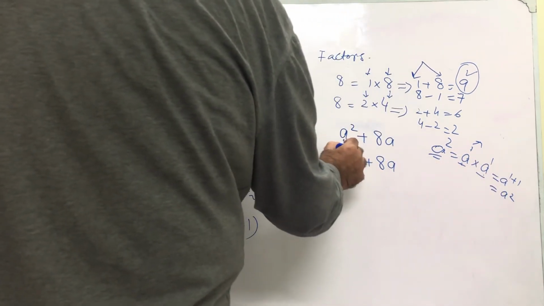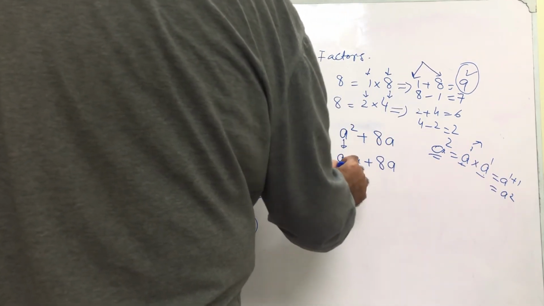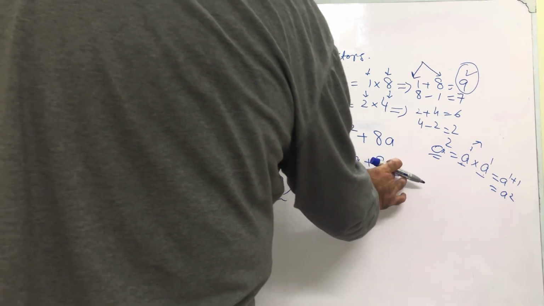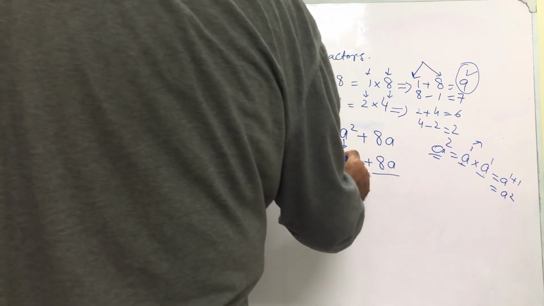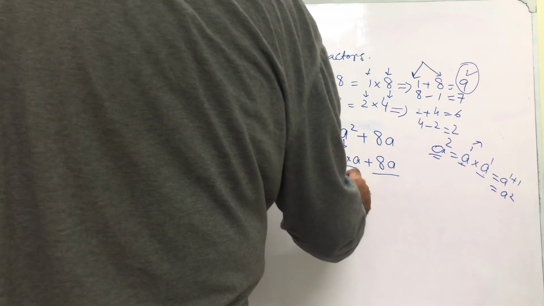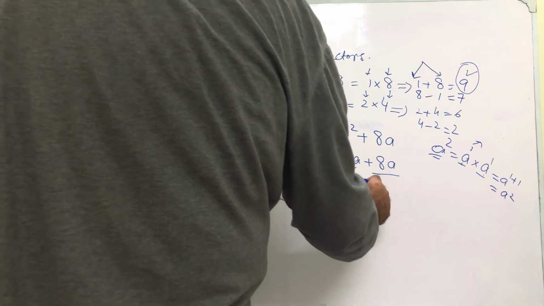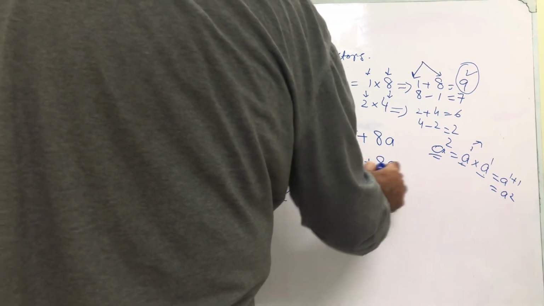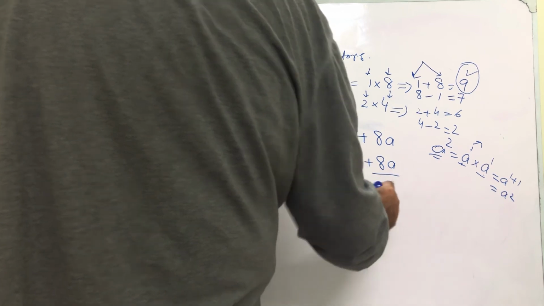So if we write this one as a into a and this 8a, here we can take a common, this will come out, inside it will remain, plus from 8a, a will come out and 8 will remain. Okay.